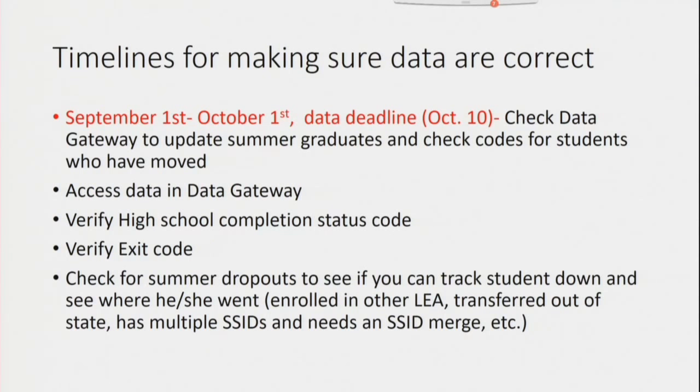So you'll want to access data in Data Gateway, and Malia is going to explain how to do that in the next few slides. You want to verify their high school completion status code first, take a look at that, then look at their exit code, make sure that matches up, and then check for those summer dropouts to see if you can track the student down, see what happened to them. Did they in fact finish? Did they transfer? Maybe they were assigned an incorrect SSID number and it didn't merge on the system. So those are things you'll want to check, and you'll want to do it in that window between September 1st and October 1st.